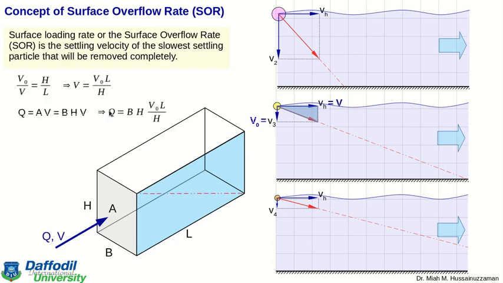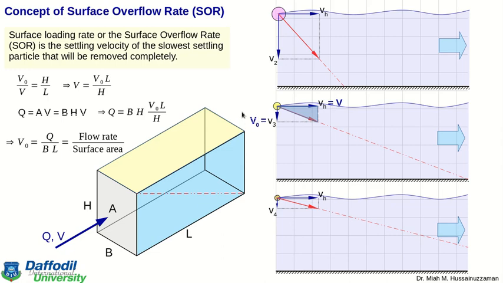Okay, we put the velocity value here, and this equation becomes this, and h is cancelled, and the equation becomes like this. So v0, that means the settling velocity, is called SOR, surface overflow rate, which is equal to Q by BL, where Q is the flow rate. You can say B and L, that is the surface area. So the name becomes surface overflow rate. Overflow means overflow, but this is flow rate over surface area. Okay.